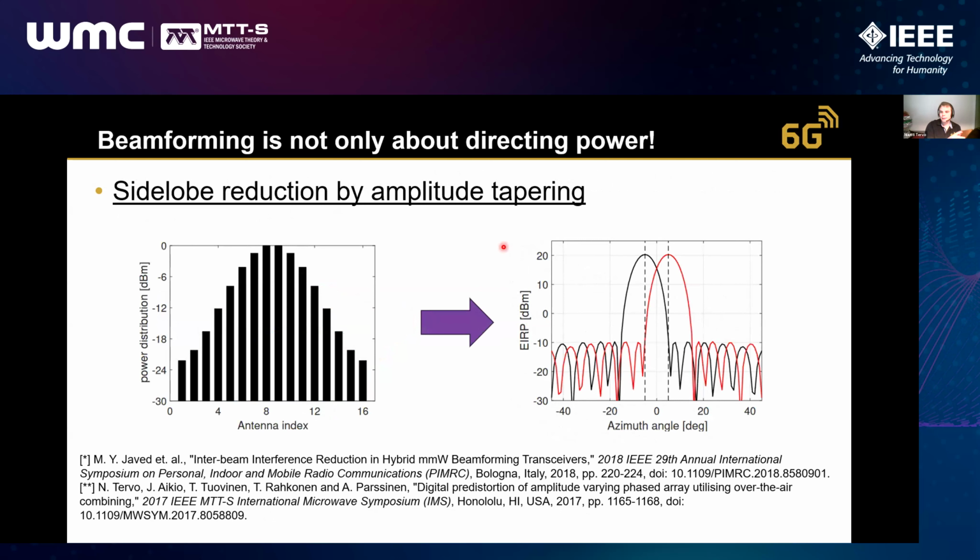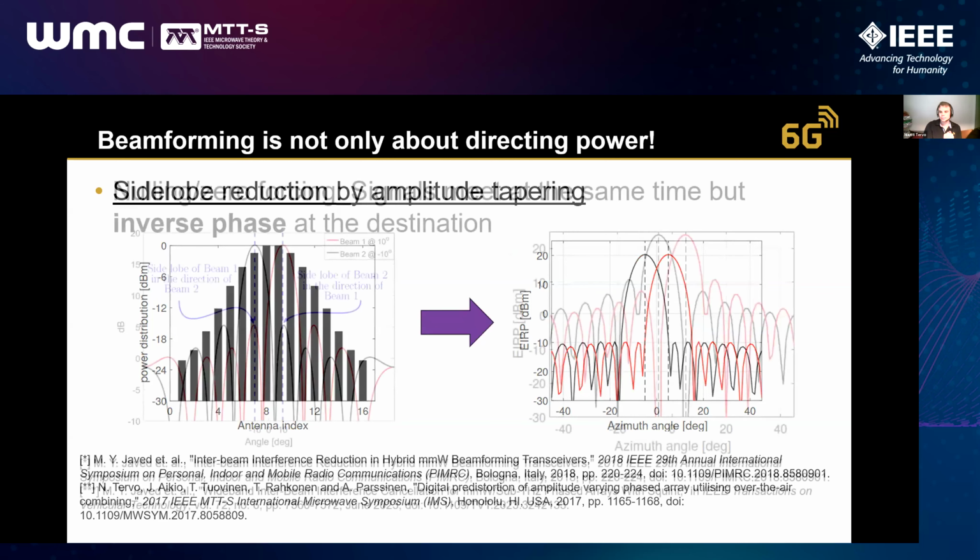But of course, beamforming is not only about beam steering. You can also control the entire shape of the beam. For example, you can reduce the side lobes of the beam pattern, and in order to do that, you usually have to control the amplitude also of individual antenna paths. If you do that, then you can reduce the side lobes if you want. So it's not only about beam steering, but it's also about beam shaping.